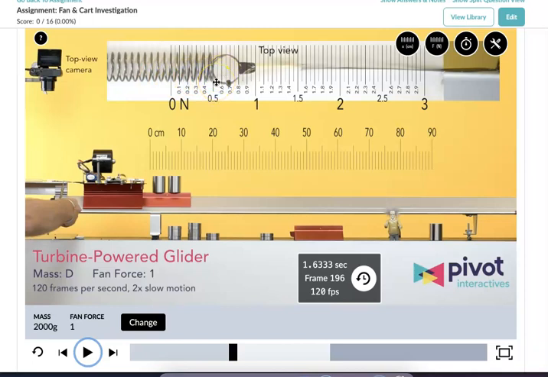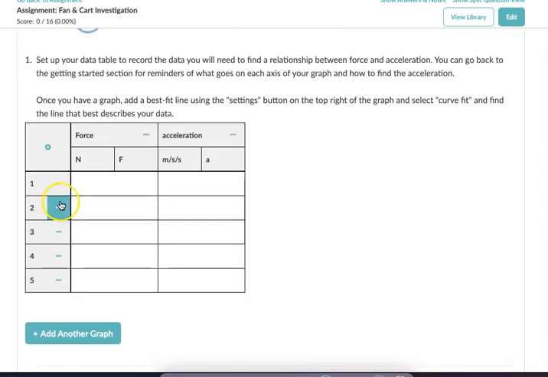And as we did in the warm-up, we know that since the spring is feeling a force backward at 0.5 newtons, the force of the fan must be moving forward at 0.5 newtons. So that's my first value. Right here, I would put 0.5.